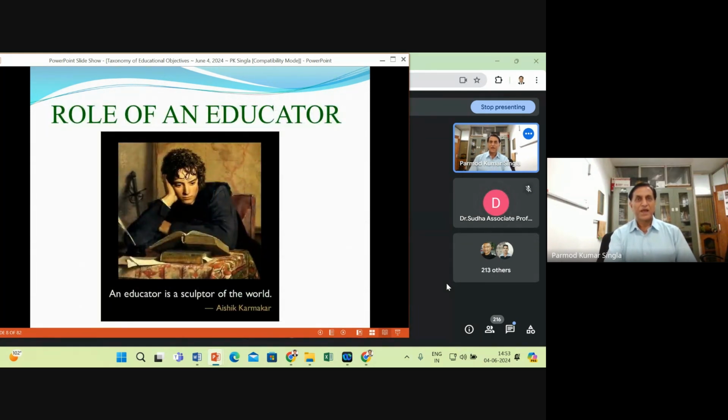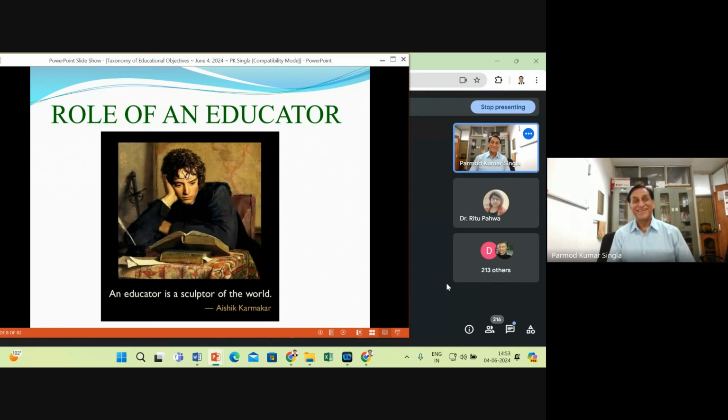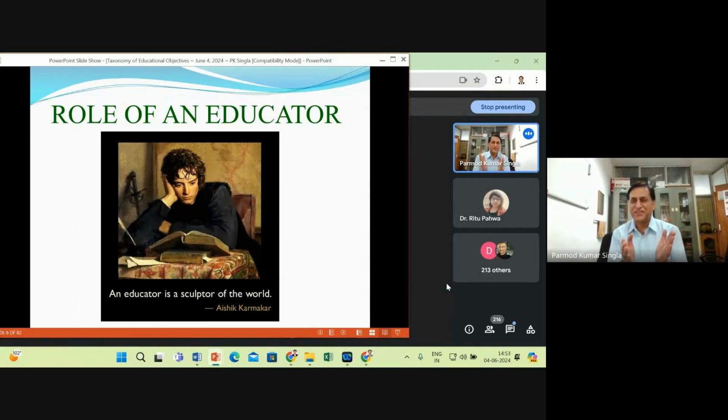Thank you, sir. And what is the role of the educator? An educator is a sculptor of the world. Can you believe it? All of you who are in the profession of teaching are the sculptors of the world. And on Teachers' Day, which is on 5th of September, we shared Radhakrishnan ji's quote too. He himself is an institute to study. Whenever you get an opportunity, you can read some of his writings and about his life.